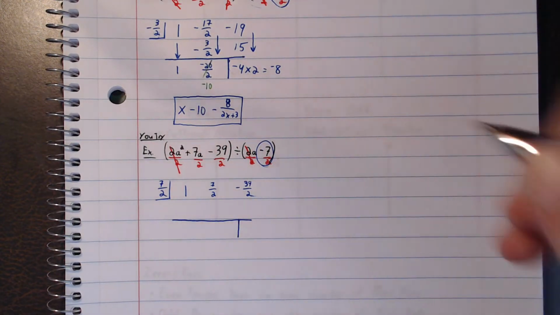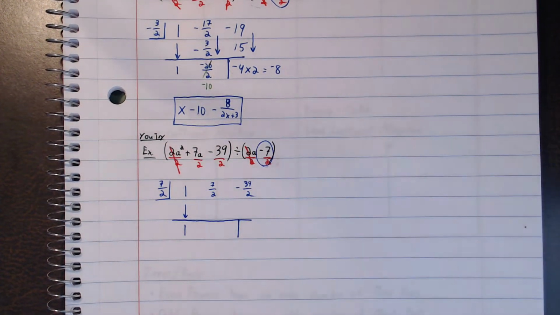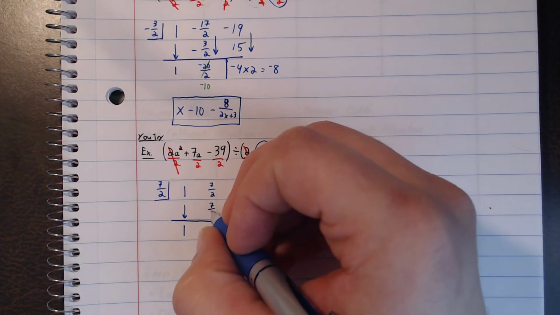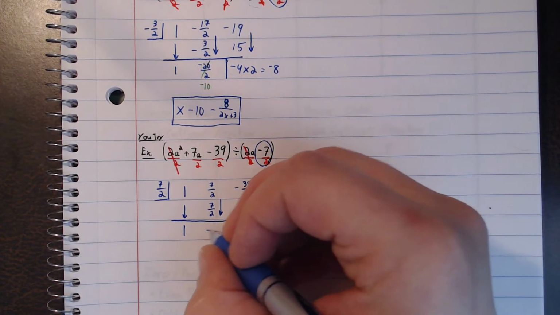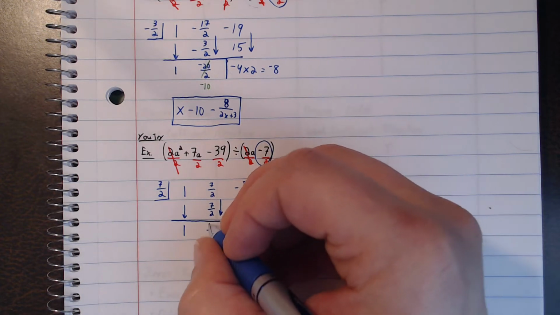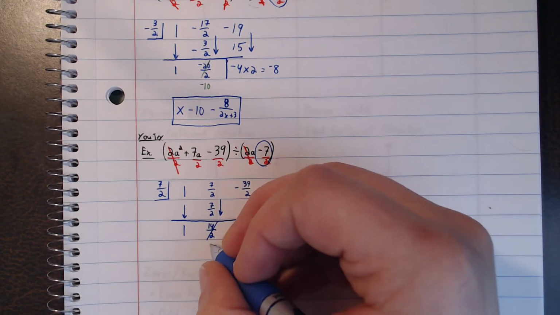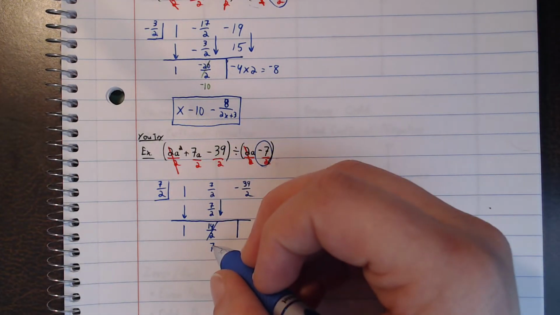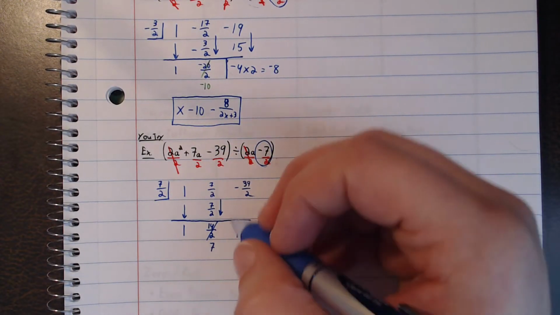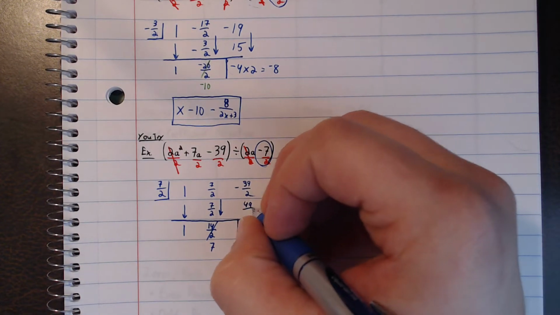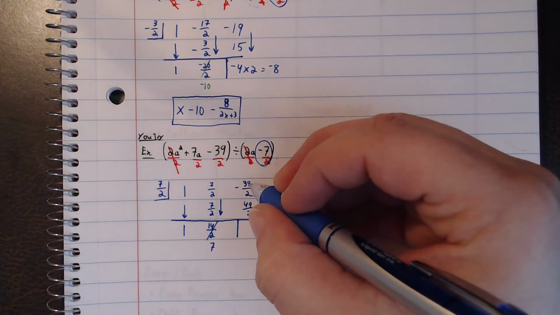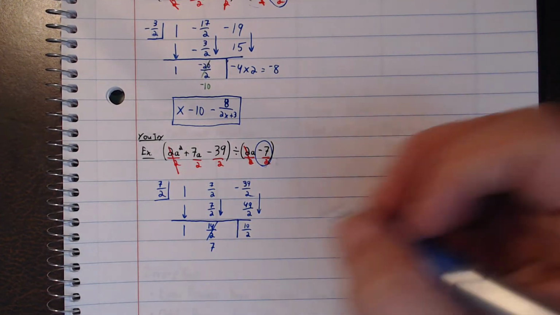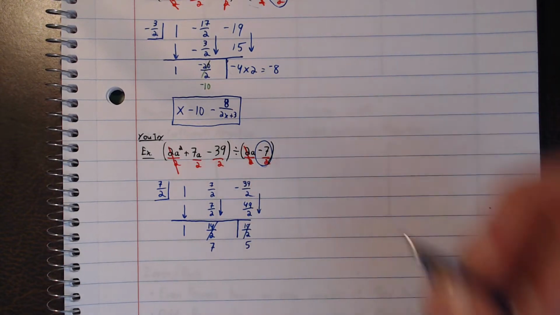Okay, dropping down my first term. 7 over 2 times 1 is 7 over 2. When I add those, 7 and 7 gives me 14. That really reduces to just plain old 7. 7 over 2 times 7, that's going to give us 49 over 2. When we add negative 39 and positive 49, that's 10 over 2, which reduces to 5.